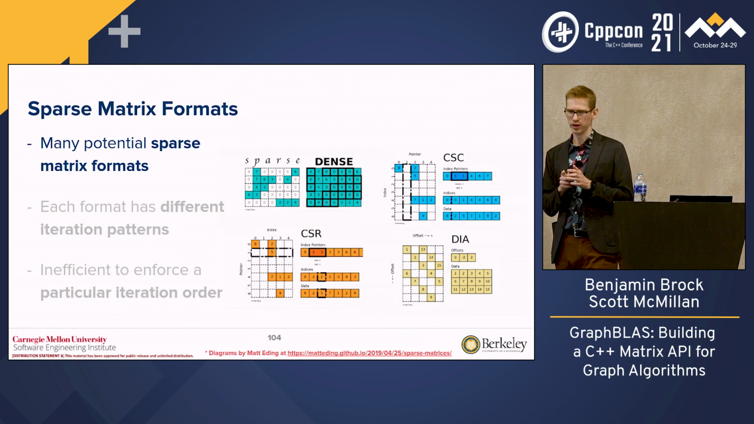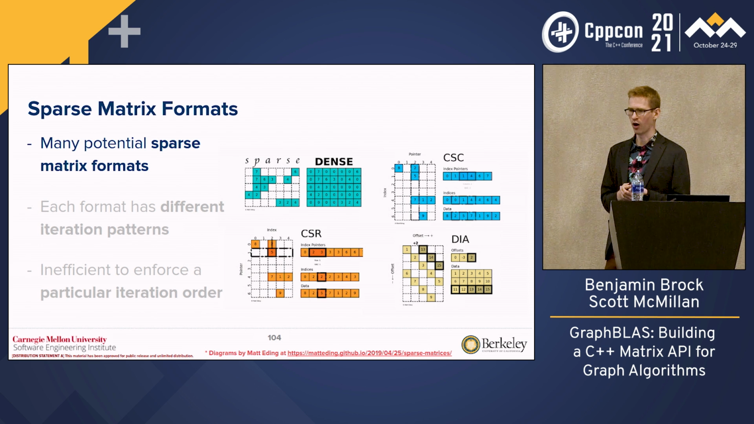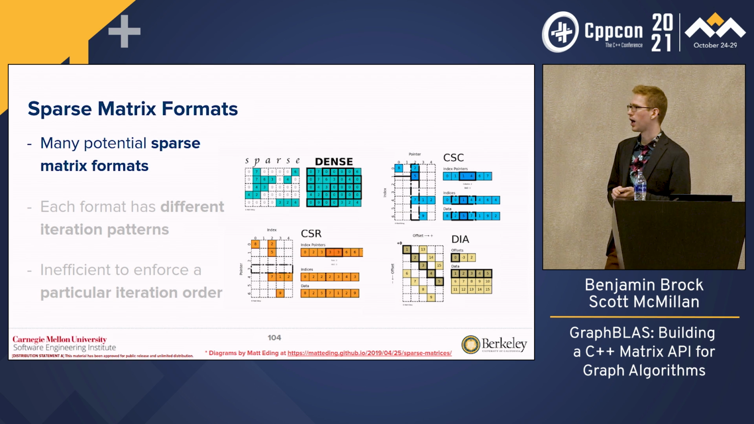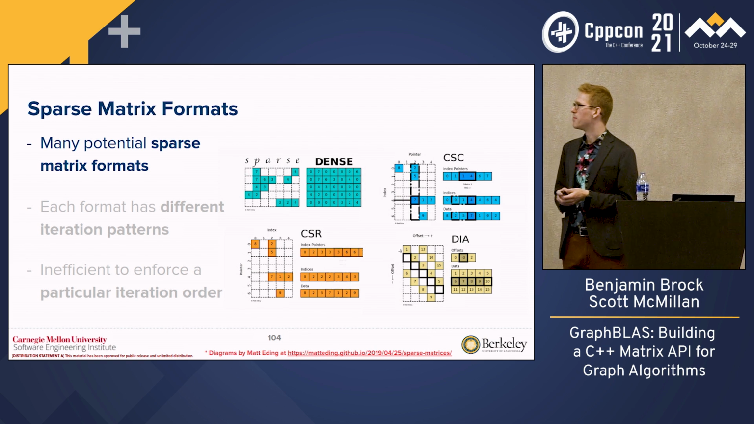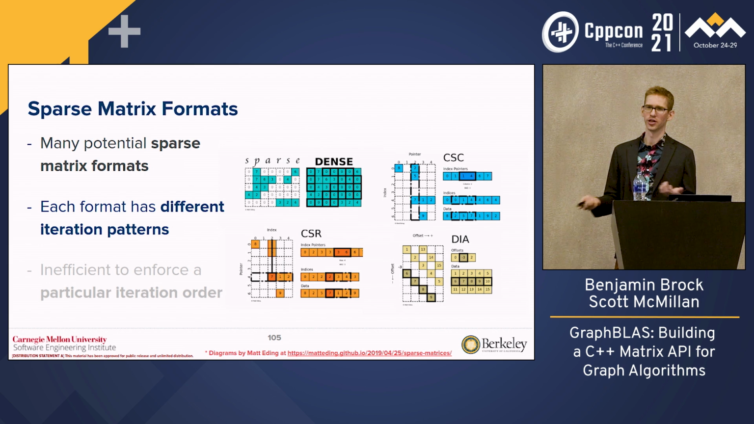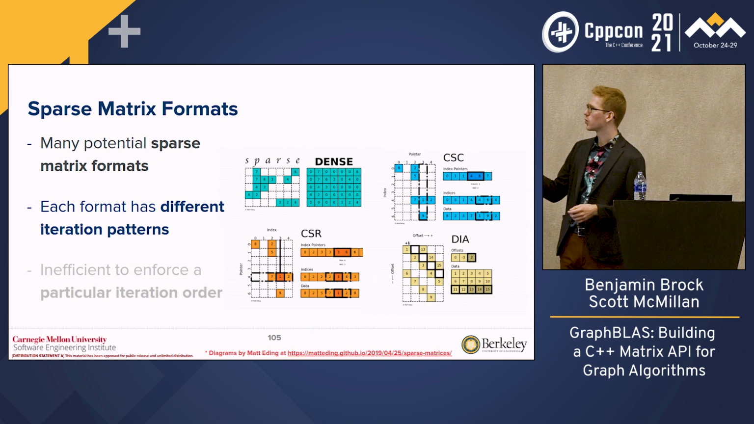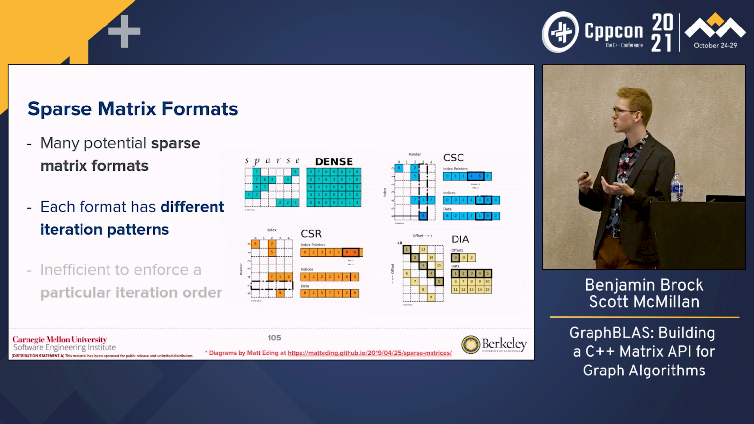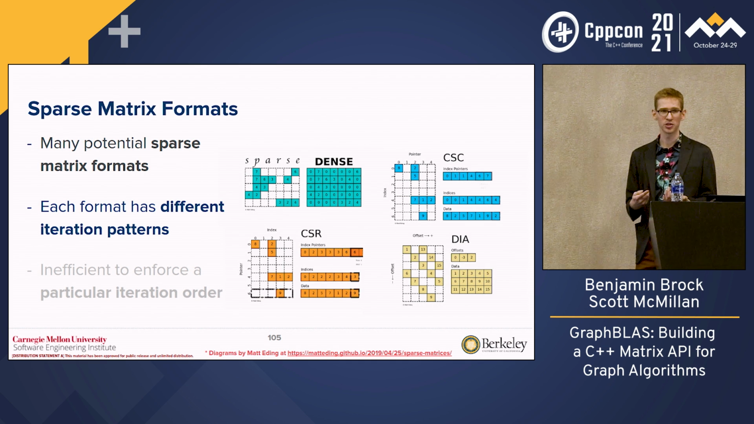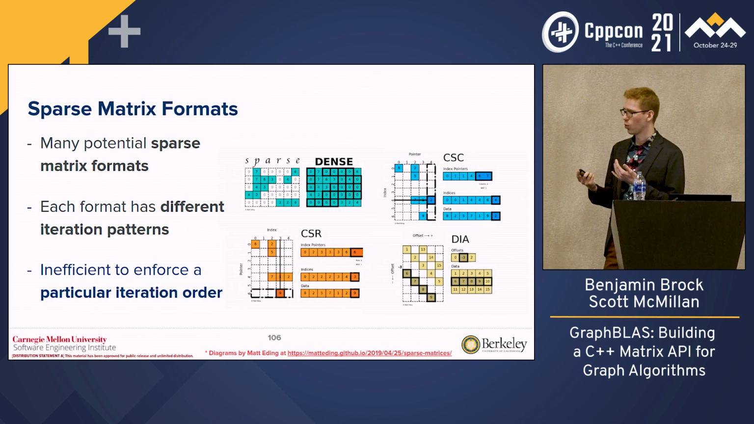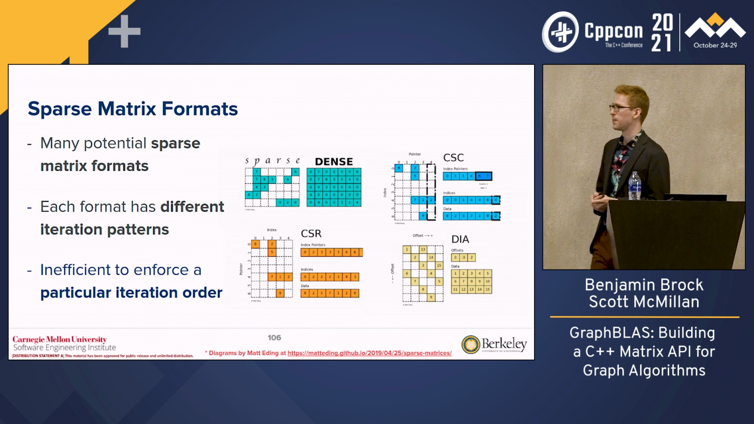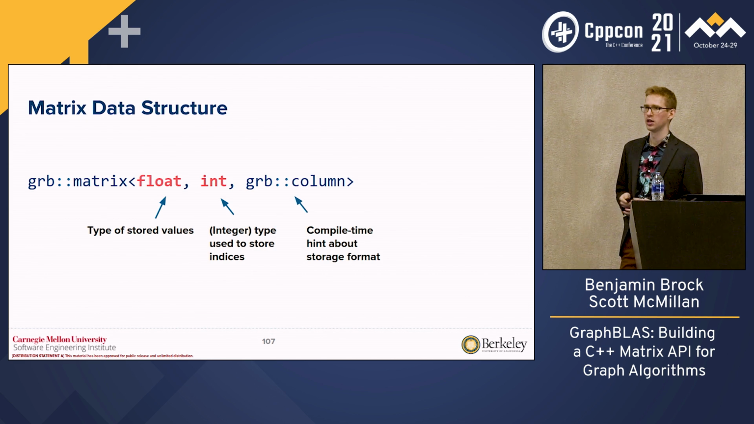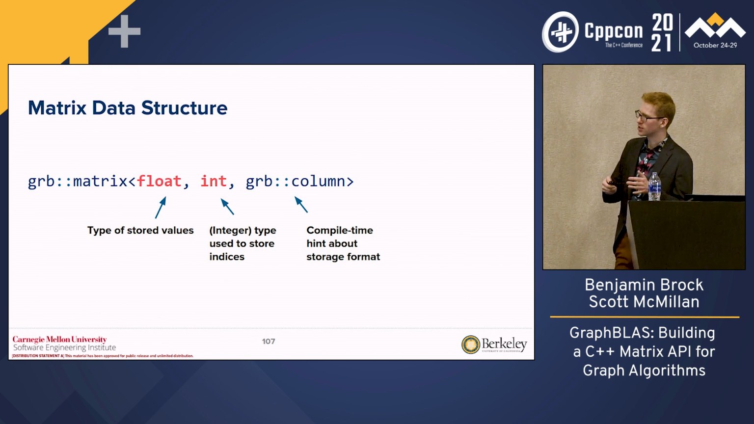So I want to make a quick point about iteration and where things stand right now. There are a lot of different potential sparse matrix formats that are useful. A few of them are on this slide. And each of them might have a different iteration pattern. So for example, if you have a CSR data structure, it is very efficient to iterate over the rows. If you have a CSC data structure, it is more efficient to iterate over the columns. And so that might impact what iteration order you want to use. It's inefficient to enforce a particular iteration order in general, and so right now, at least, we don't enforce one.